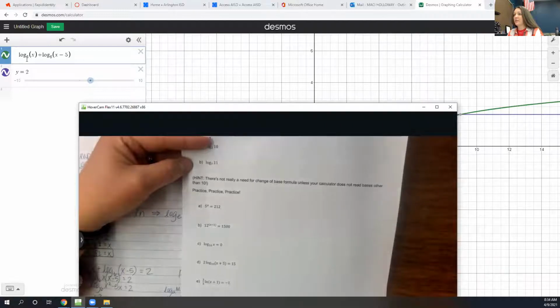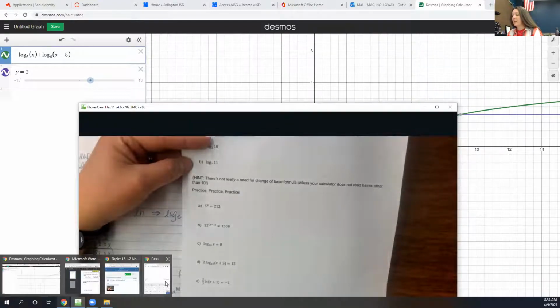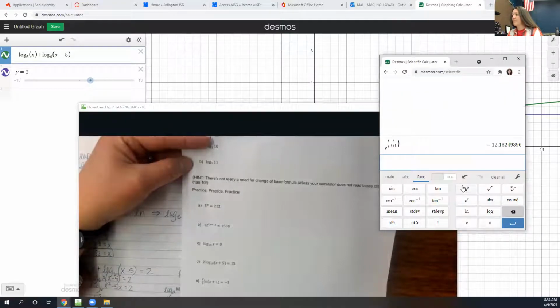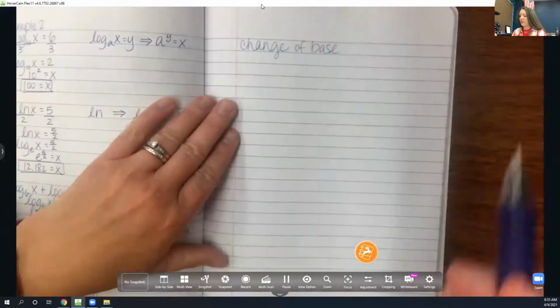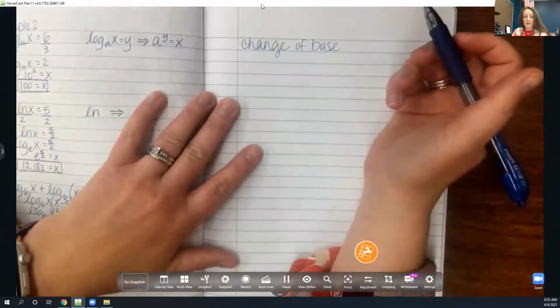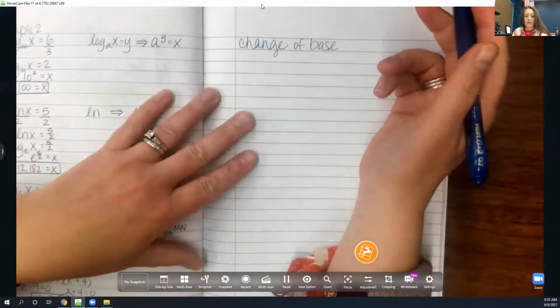Sometimes some calculators allow you to put in a different base, like the Desmos here. It allows me to put in a different base for the graphing part. But in my Desmos calculator here, it doesn't let me do that. It automatically reads it as base 10. So let's keep that in mind. There's a change of base formula to use when my base is not 10 and I need to calculate something.